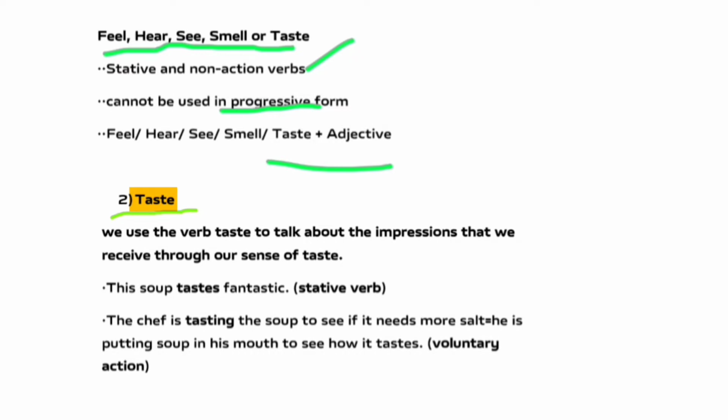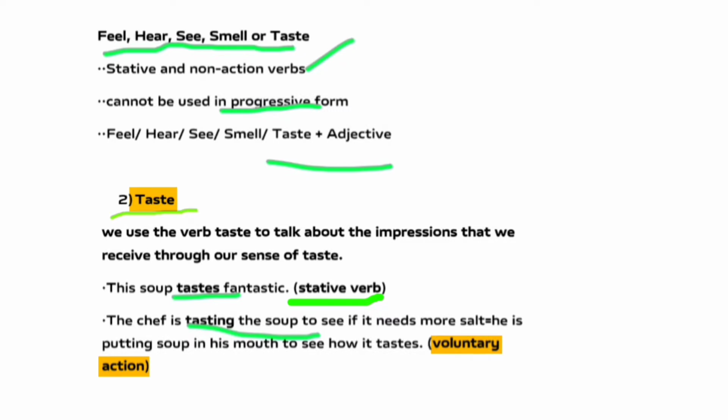Let's take the verb taste. We use the verb taste to talk about the impressions that we receive through our sense of taste. Let's take the example: this soup tastes fantastic. It's a stative verb here. It shows that you are getting taste through your sense of tasting. But if we say the chef is tasting the soup to see if it needs more salt, this shows an action, tasting of soup, at that particular moment, and it is a voluntary action. He is putting soup in his mouth to see how it tastes.